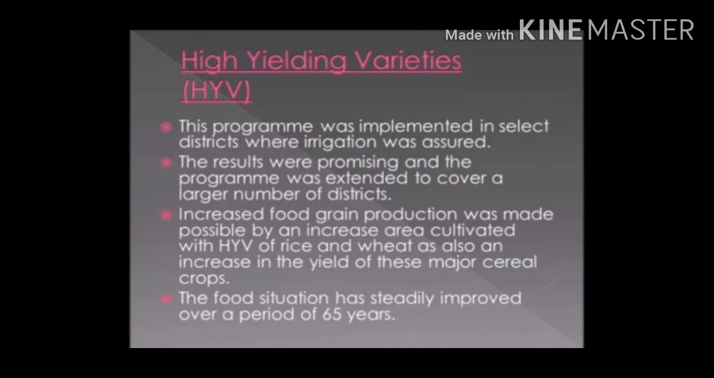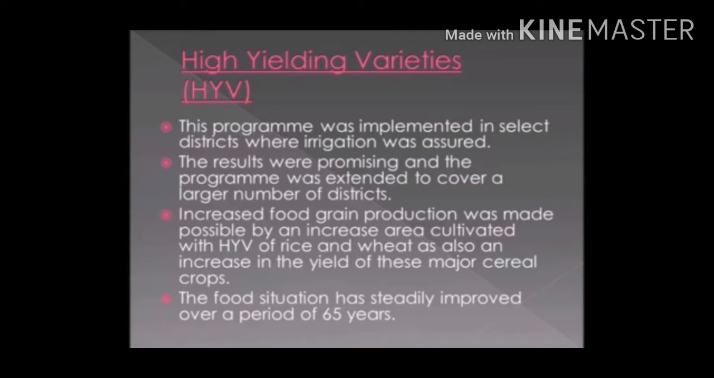Increased food grain production was made possible by an increased area cultivated with HYV of rice and wheat, as also an increase in the yield of these major cereal crops. Yield means to produce a lot, to provide crops and more food grains. The area under food grains was a little more than 98 million hectares during the early 1950s. The country was producing just 54 million tons of food grains then, with an average yield of 547 kg per hectare. So the food situation has steadily improved over a period of 65 years.